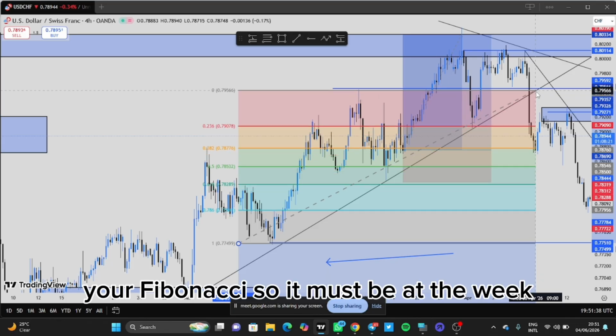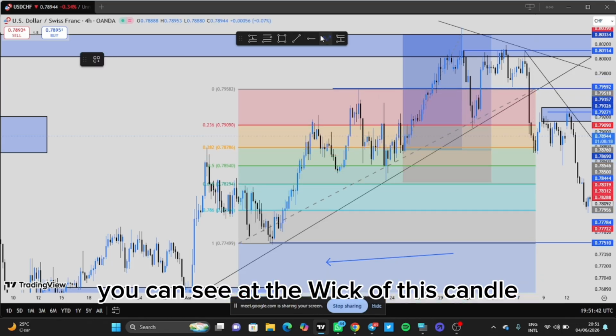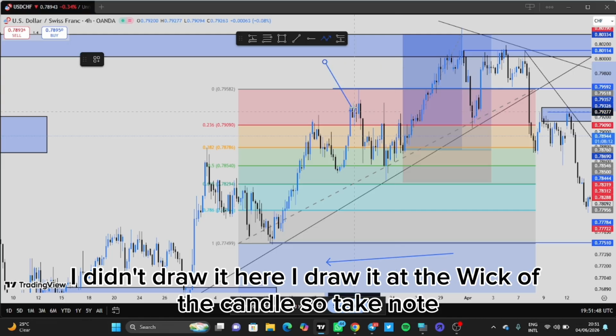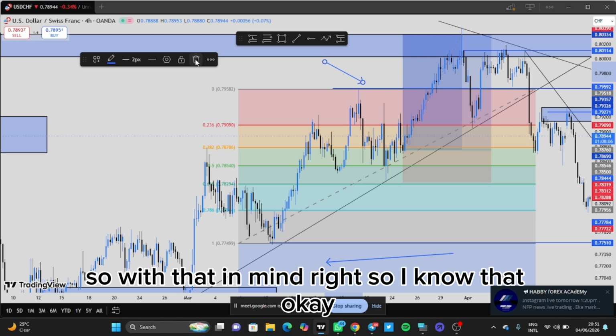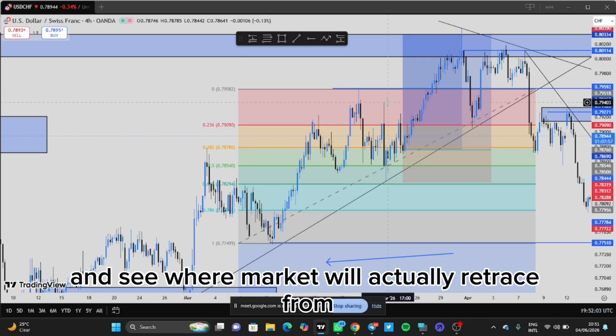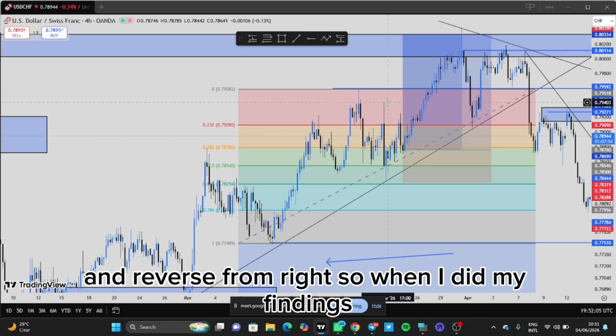So it must be at the wick. You can see at the wick of this candle. I didn't draw it up here. I didn't draw it here. I draw it at the wick of the candle. So take note. So with that in mind, right? So I know that okay, we have our 0% and 1%. So I have to connect and see where market will actually retrace from and reverse from, right?